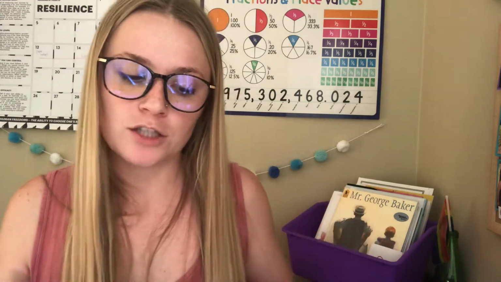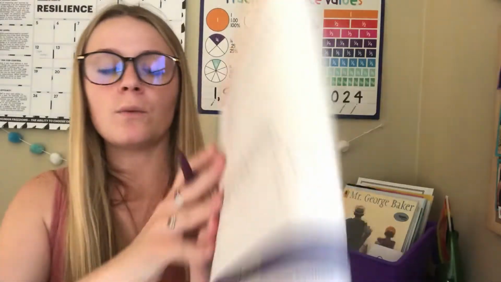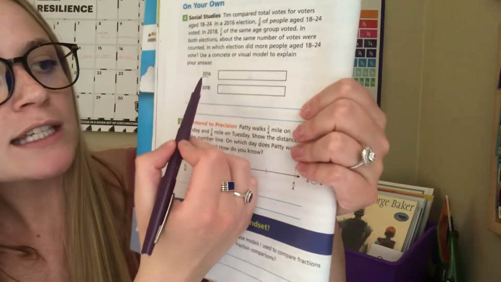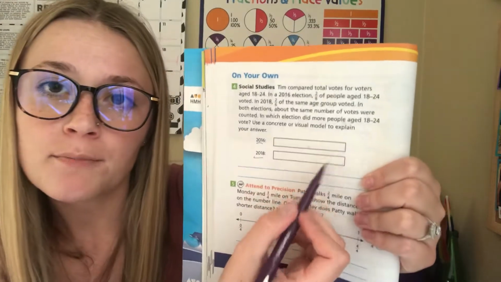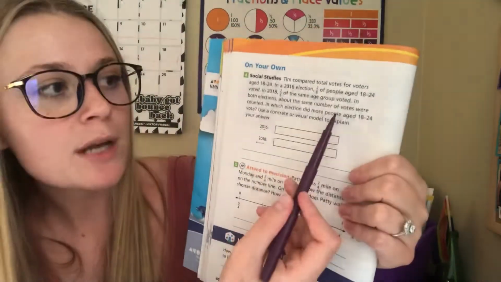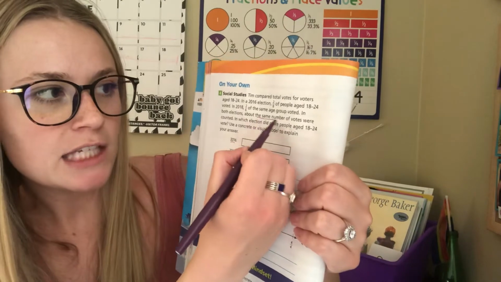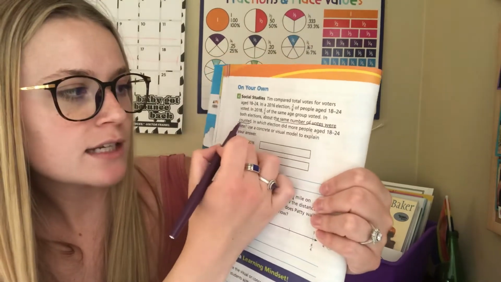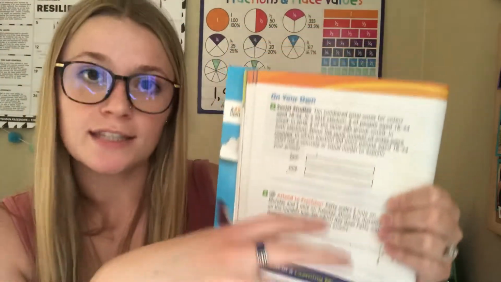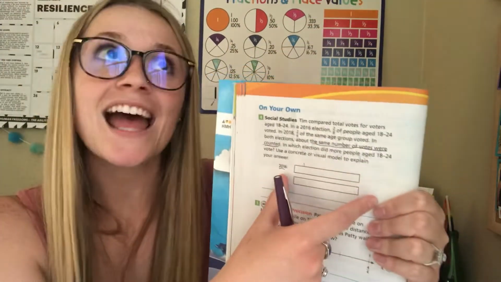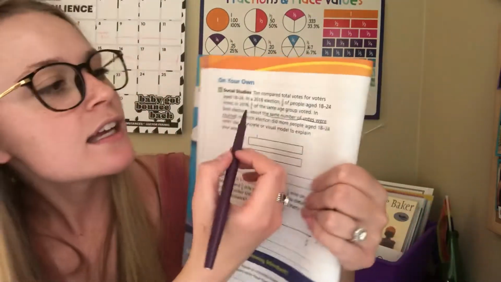In which election did more people aged 18 to 24 vote? Use a concrete or visual model to explain your answer. So we have the year 2016, the year 2018. And we have the same bar models here because the same number of votes were counted. That's why we have the same whole, the same entirety, the same thing that's being counted.